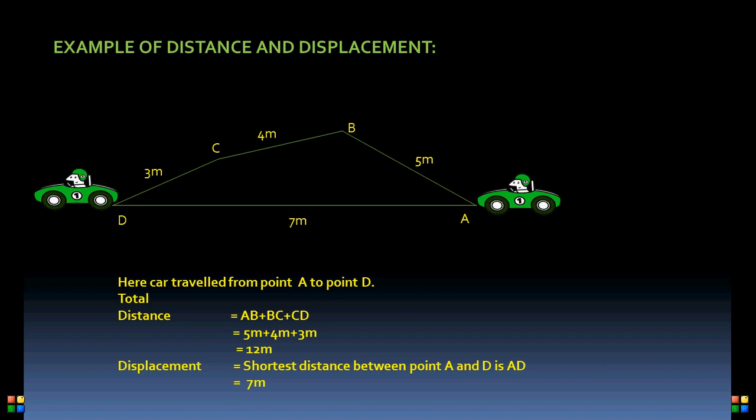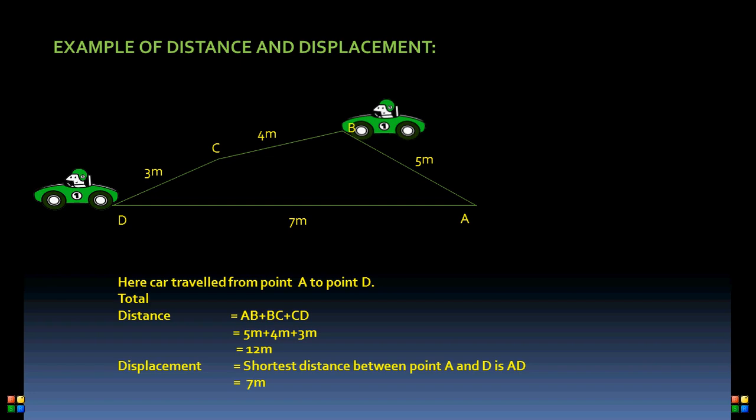As you can see here that the car starts from A to B and then goes to C and then goes to D. So the total path which is covered by the car from A to D is 5 meter plus 4 meter plus 3 meter, that is equal to 12 meter. It is called distance.